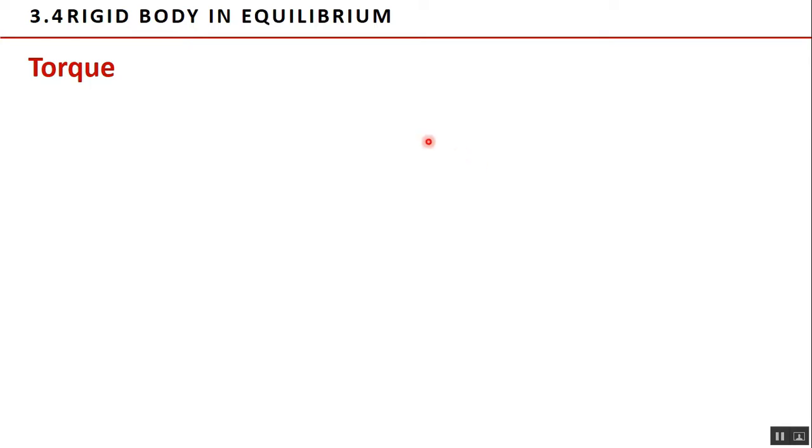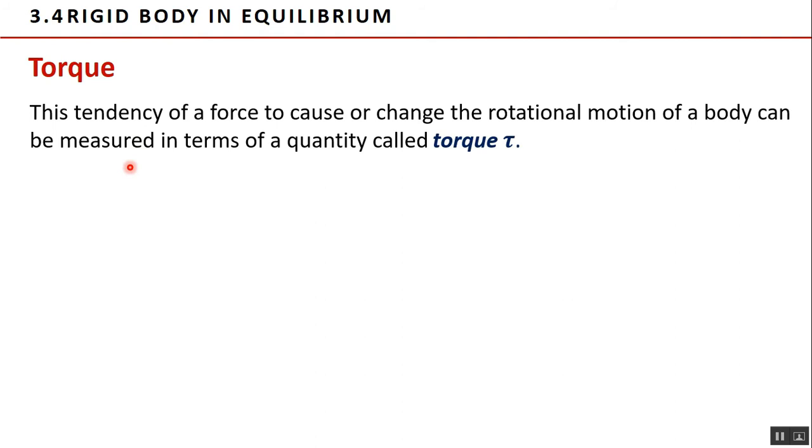We learned earlier the kinematics of rotational motion. Now we are going to discuss the dynamics of rotational motion. From Newton's second law, we learned a net force causes acceleration on the body. Force can also cause rotational motion on a rigid body, rotating about an axis. This tendency of a force to cause or change the rotational motion of a body can be measured in terms of a quantity called torque, denoted by the Greek letter tau.